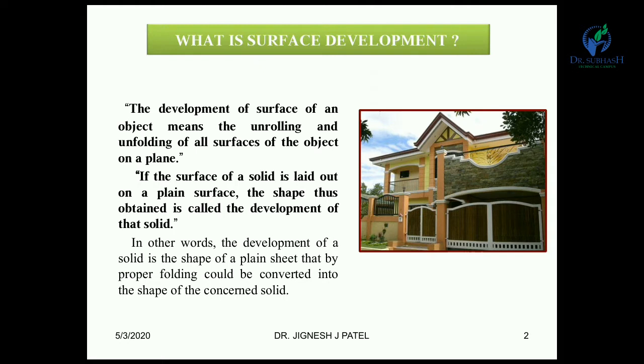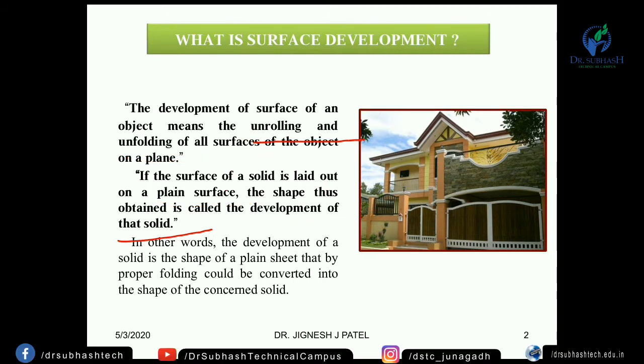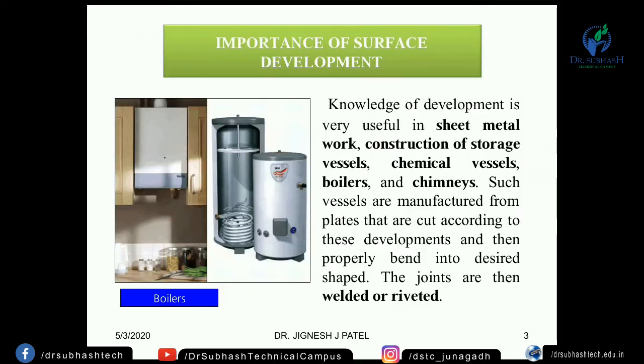The development of surface of an object means the unrolling and unfolding of the surface of the solid on a plane. So if the surface of a solid is laid out on a plane surface, the shape thus obtained is called the development of that solid. In other words, the development of the solid is the shape of a plane sheet that by proper folding should be converted into the shape of the concerned solid.